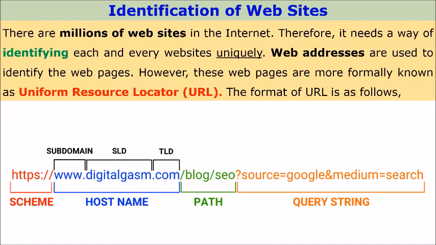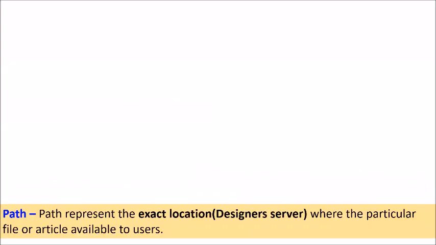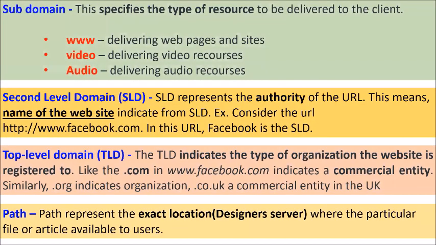Right? In this blue color section, indicate the path of the URL. The path means where particular web pages are located, the place where they are located. Okay. Then we'll see the note here, and at the bottom it explains path. Path represents the exact location, that means the designer's server, where the particular files or articles are available to users. Right? Okay, that is the important thing we should identify in the URL.